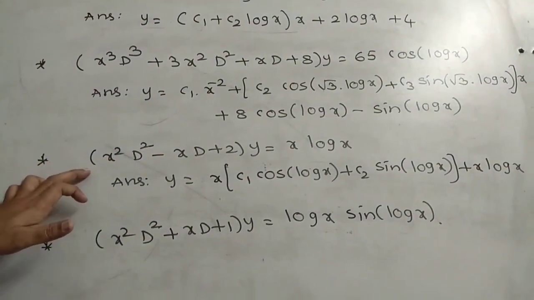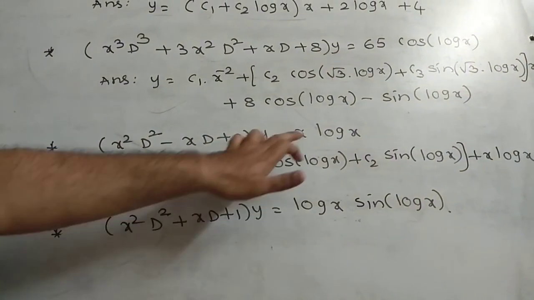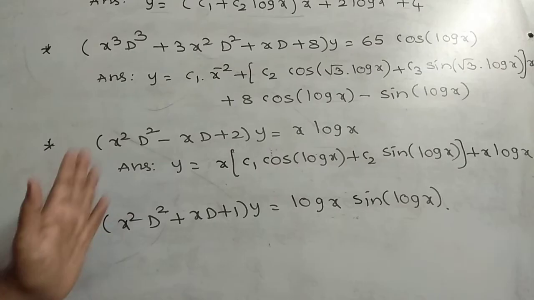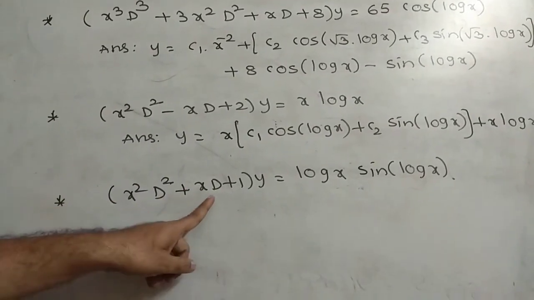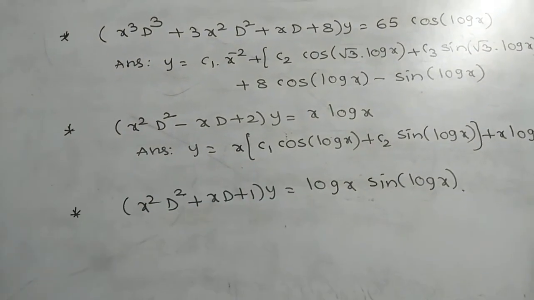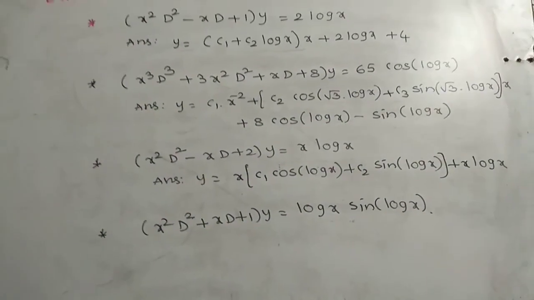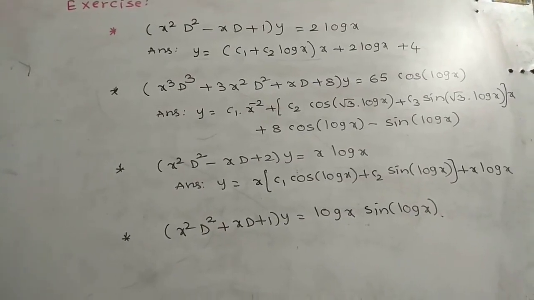Coming to the third problem. X square d square minus xd plus 2 of y equal to x log x. Same procedure. And the next one, x square d square plus xd plus 1 of y equal to log x into sin of log x. So this is one more different type of problem on the Cauchy Euler differential equation.